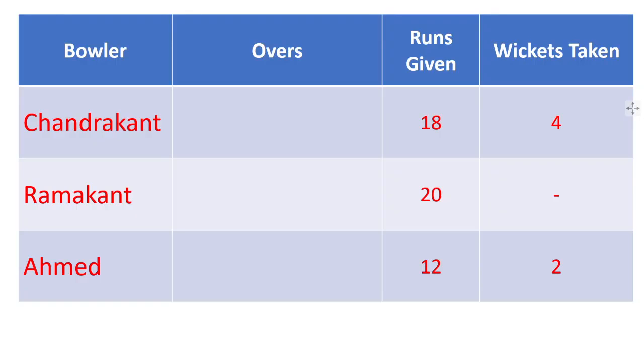Here the bowlers are Chandrakant, Ramakant and Ahmed. Runs given by each one of them are given as 18, 20 and 12 in the table. And Chandrakant could take away 4 wickets. Ramakant couldn't take any wicket, but Ahmed could take 2 wickets. The column missing is that of overs. How many overs did Chandrakant bowl? Here we are going to use some pictures to represent the number of overs.